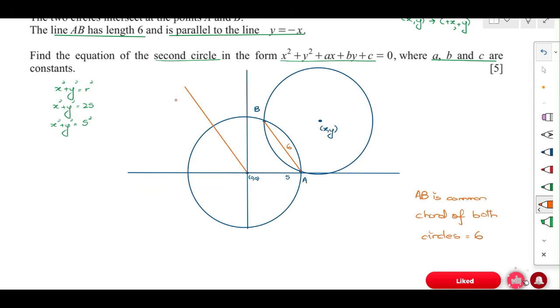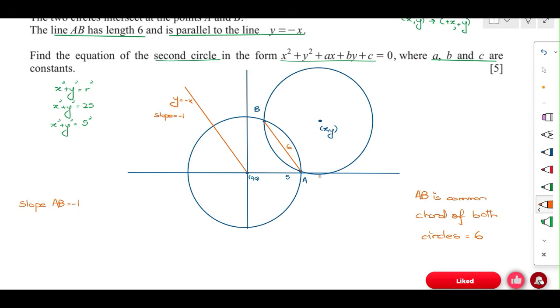Now you can see this is the line y equals minus x. The y values are positive, x values are negative. So this line is parallel to y equals minus x. So what is the slope of this line? The slope of the line y equals minus x is minus 1. This line and this line, they are both parallel. So what is the slope of the line AB? The slope of the chord AB is also equal to minus 1 because they are both parallel to each other, right?